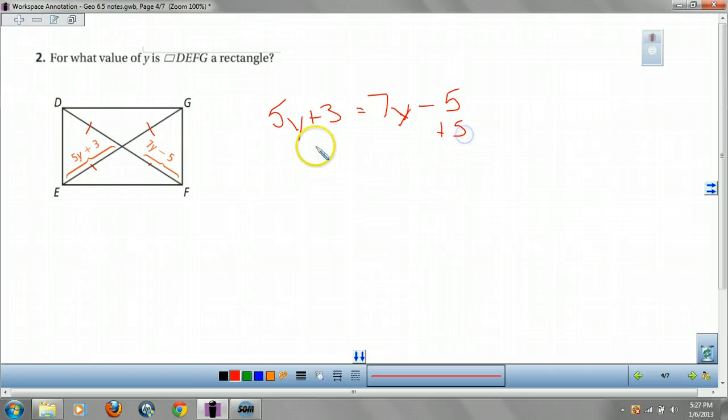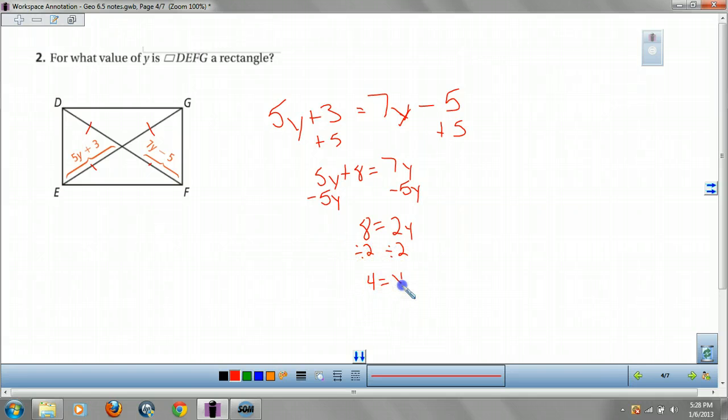Add my 5. 5y plus 8 equals 7y. Subtract 5y from both sides. 8 equals 2y. Divide by 2. 4 equals y. Bada boom, bada bing.